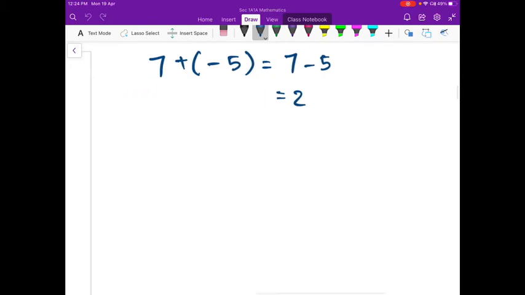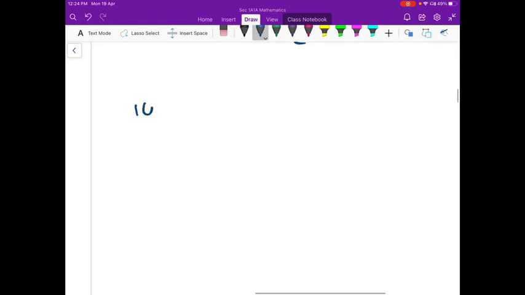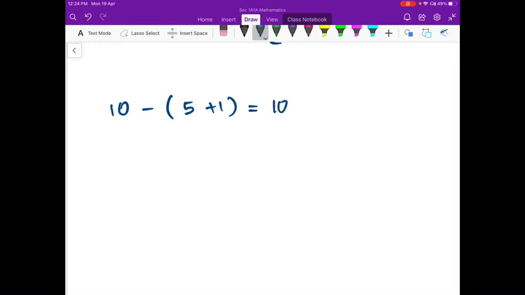Okay. Let us continue now. Now, I'm still going to work with some numbers. 10 minus 5 plus 1. Okay. What is the answer to this? 10 minus 5 plus 1. How do you get 4? Okay, 5 plus 1 is 6, right? So it's actually 10 minus 6. You get 4, isn't it?